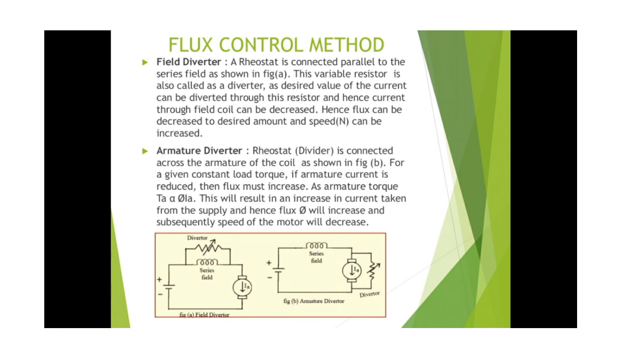Next method is armature diverter. A rheostat is connected across the armature, as shown in figure B. For a given constant load torque, if armature current is reduced, the flux must increase, as armature torque Ta is directly proportional to phi times Ia. This will result in an increase in current taken from the supply, and hence flux phi will increase and subsequently the speed of the motor will decrease.